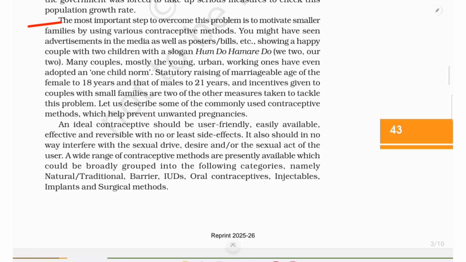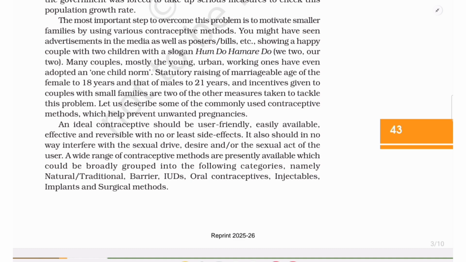The most important step to overcome this problem is to motivate smaller families by using various contraceptive methods. You might have seen advertisements in the media, as well as posters or bills, showing a happy couple with two children with a slogan, "Hum do hamare do", we two, our two. Many couples, mostly the young urban working ones, have even adopted a one child norm.